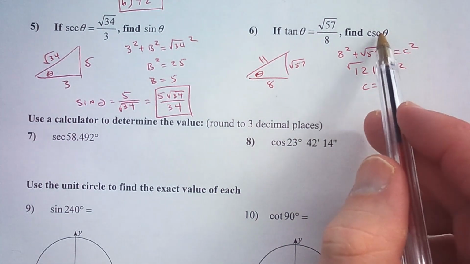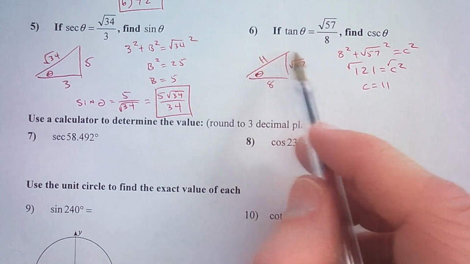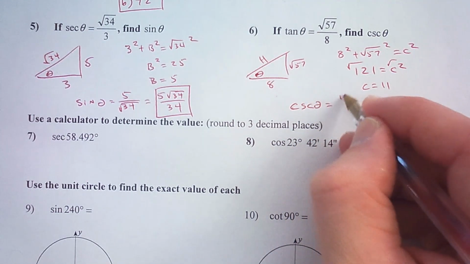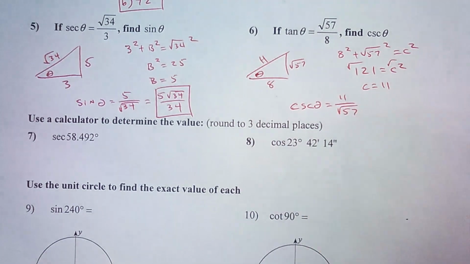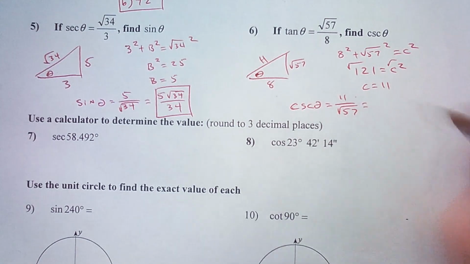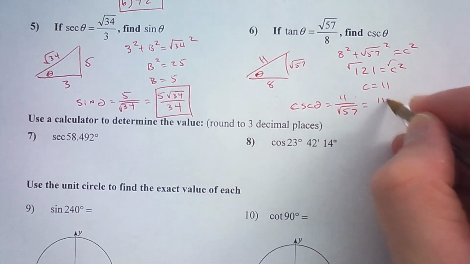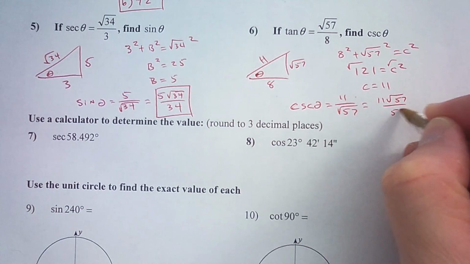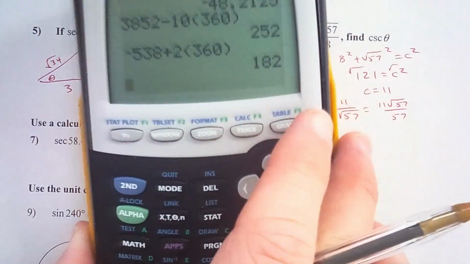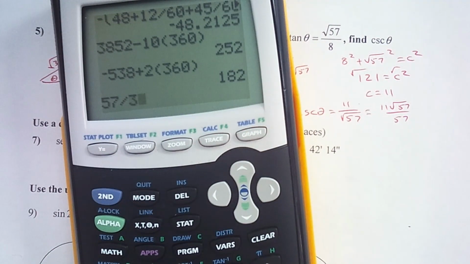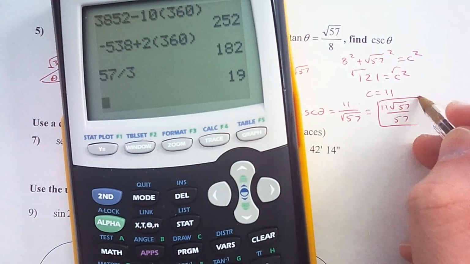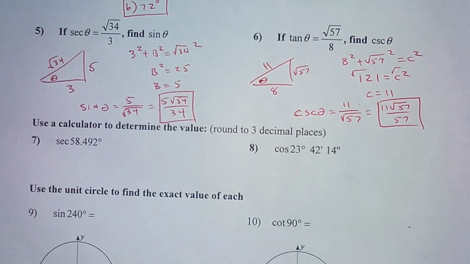Okay, so cosecant, reciprocal of sine, hypotenuse over opposite. Cosecant theta is 11 over the square root of 57. Okay, now multiply top and bottom both by the square root of 57, so I get 11 root 57 over 57. Okay, now can that be simplified? I believe 3 goes into 57, so 57 divided by 3 is 19. I'm not going to get any square numbers out of that, so that is my final answer.